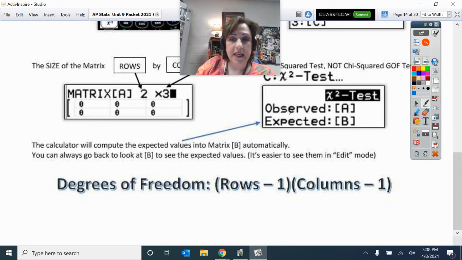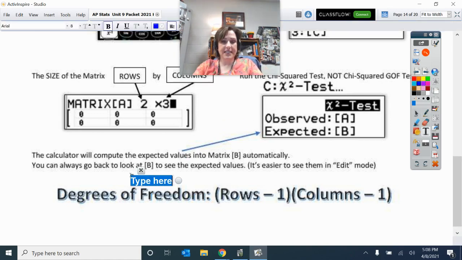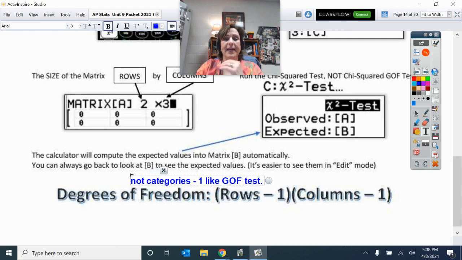So the expected has been computed and put into matrix B. And let's go ahead and talk about this degrees of freedom right now. Since it is multidimensional, it's not just categories minus 1. So here we have another thing that's different. It is not categories minus 1 like the goodness of fit test. Okay? It is your rows minus 1 times your columns minus 1.